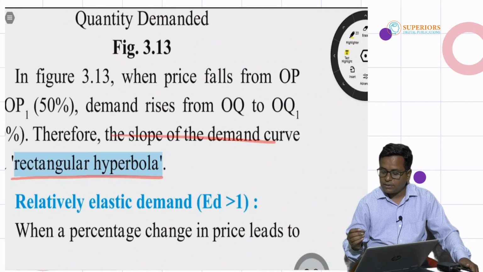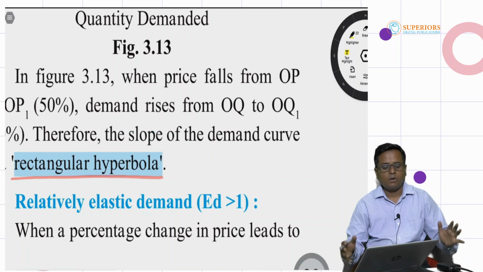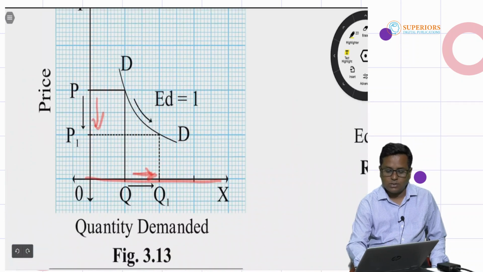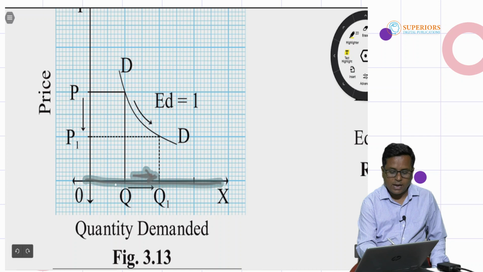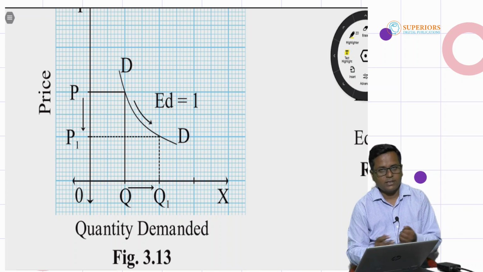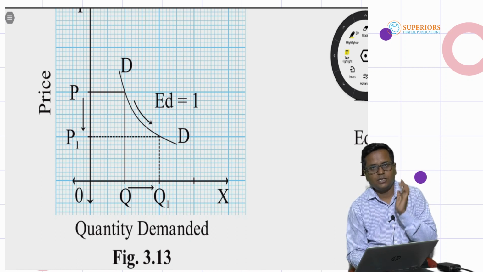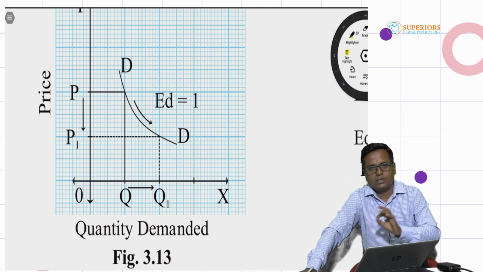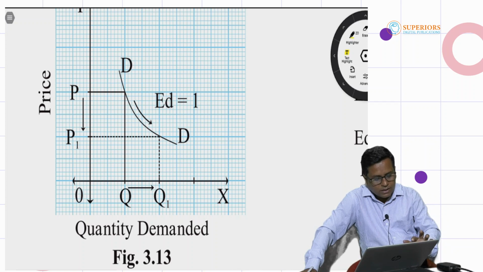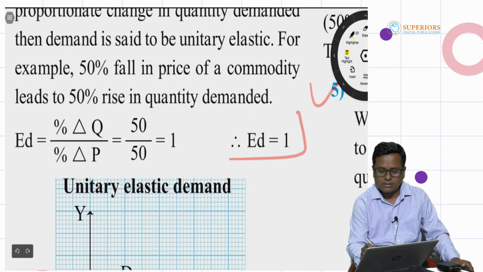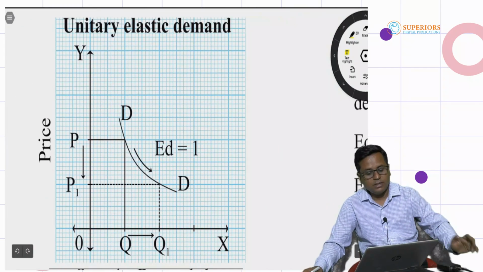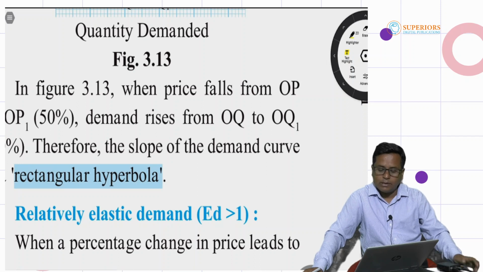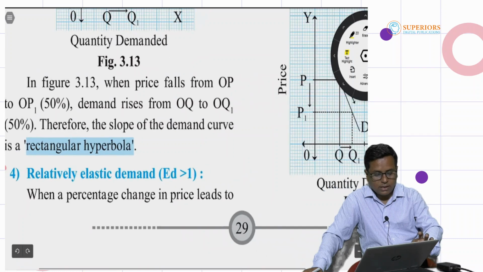Examples of this are rarely found; we cannot say for which commodities demand is unit elastic. So, these are the things which you will have to keep in mind: its definition, its numerical value and its curve. Definition once again: when percentage change in quantity demanded is exactly equal to the percentage change in its price, it is called unitary elastic demand. The numerical value of unitary elastic demand is 1, and the unitary elastic demand curve is a rectangular hyperbola. So, this is the unitary elastic demand.